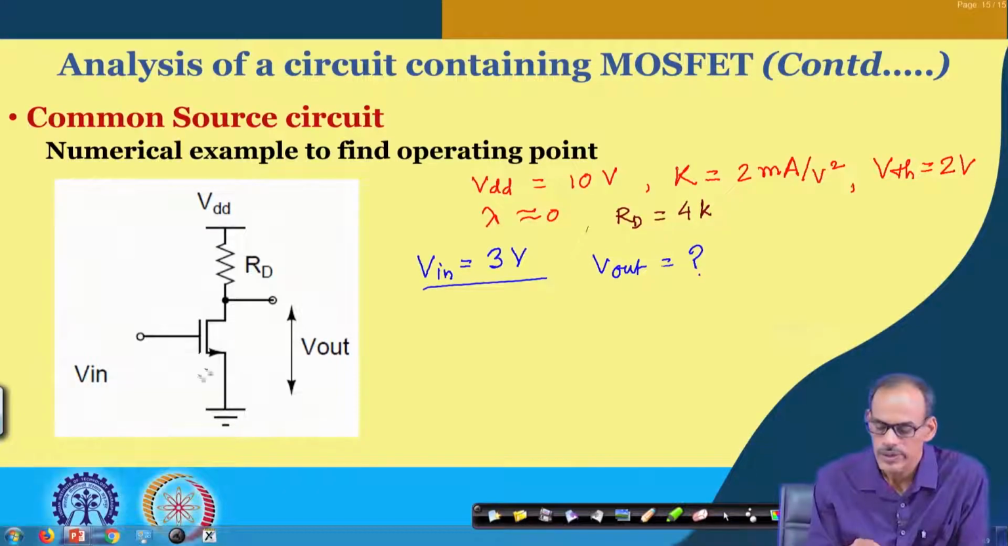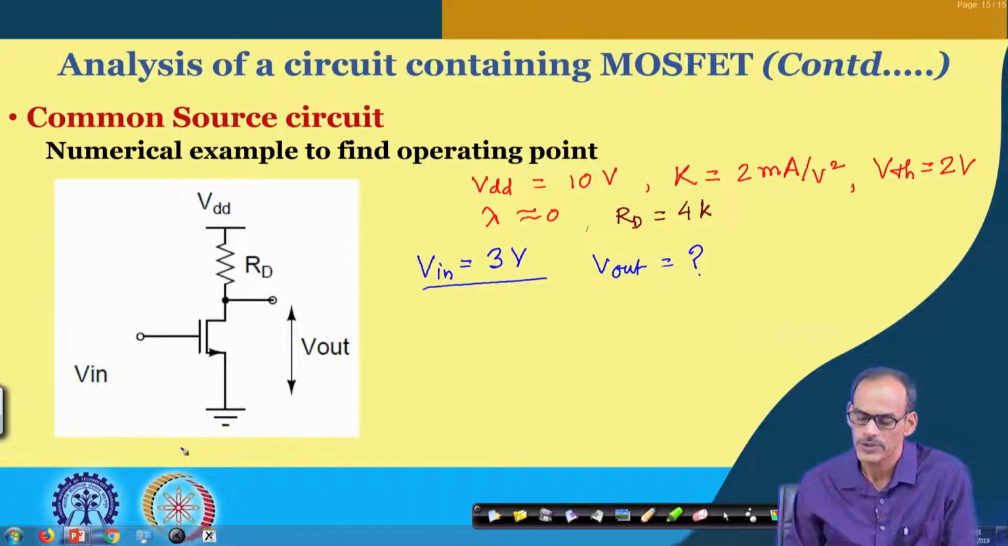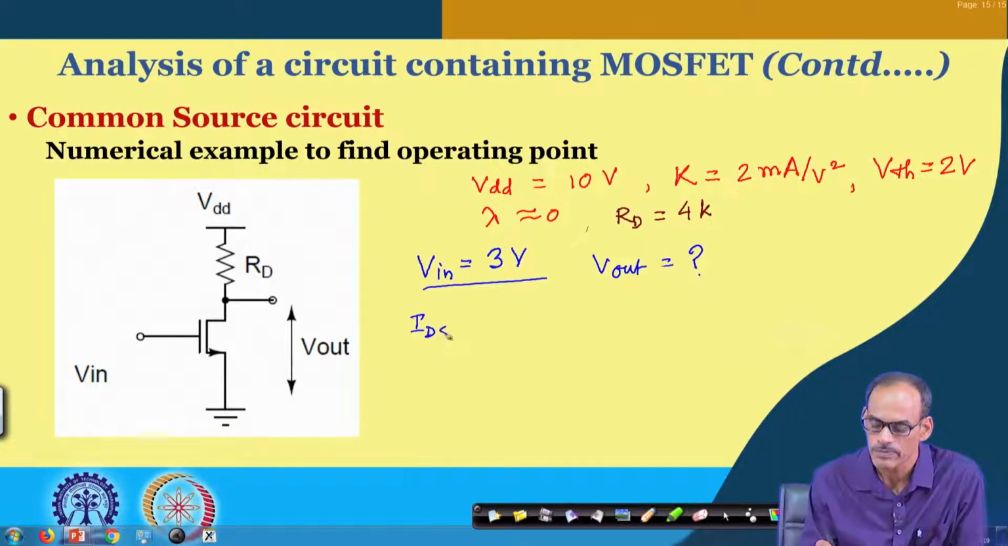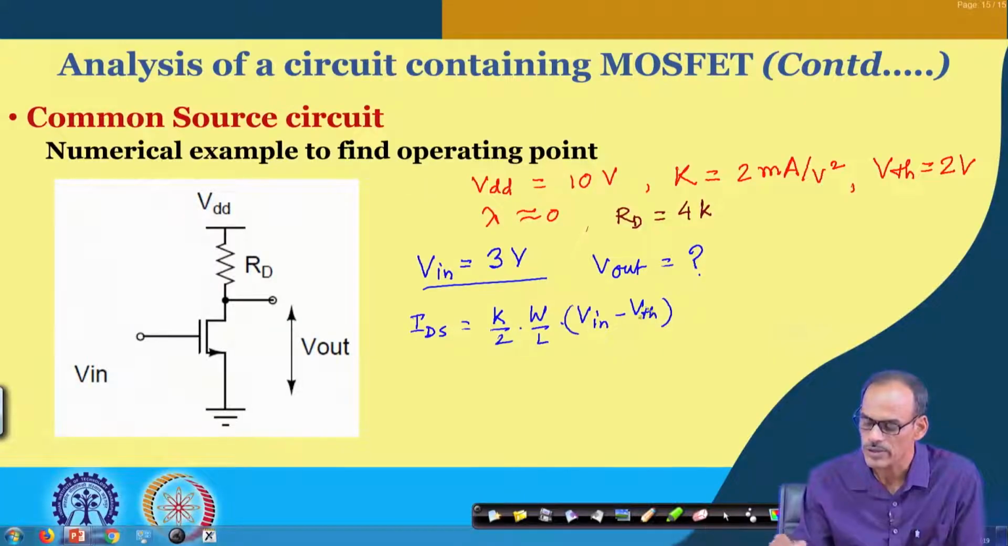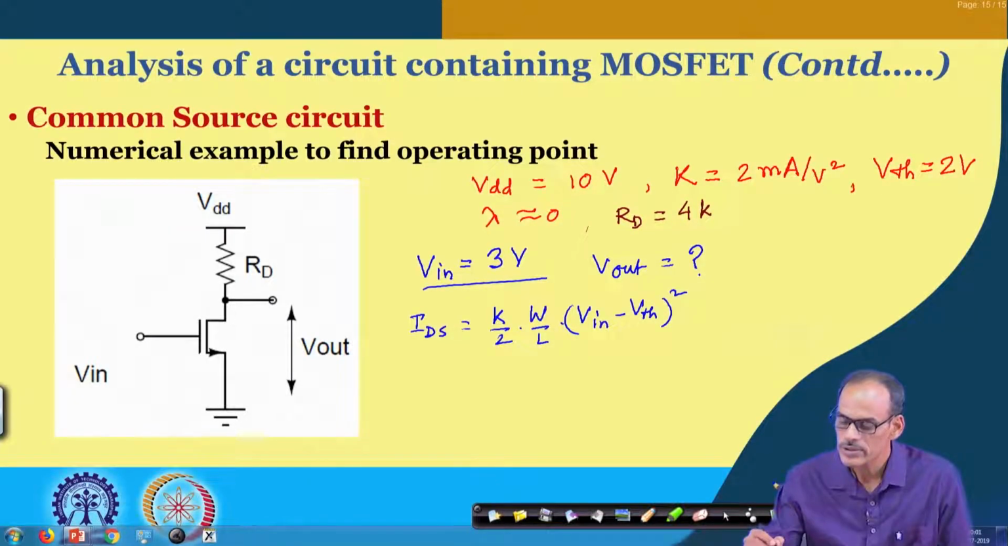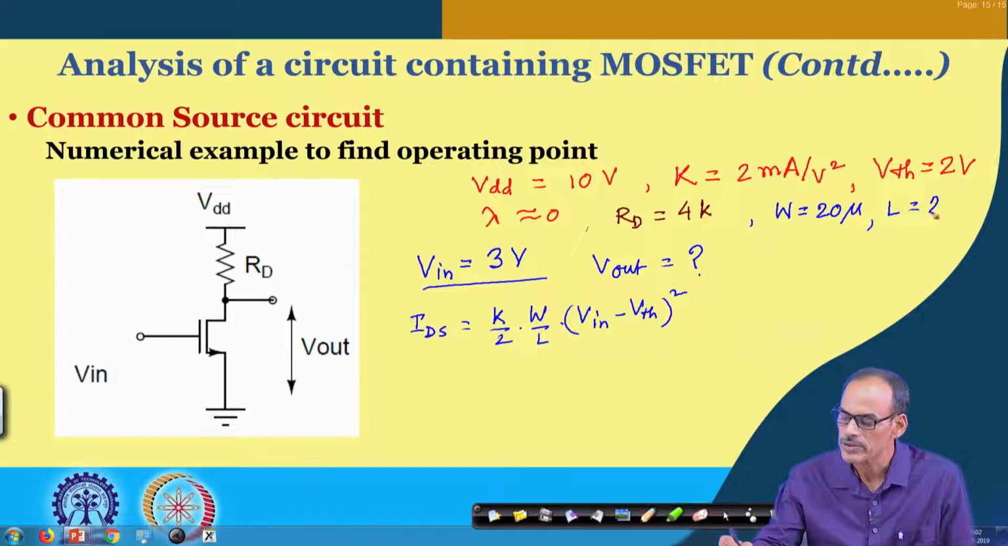To start with, we assume the device is in saturation, and later on of course we have to verify it, otherwise we have to use the triode region equation. If I assume the device is in saturation, then directly we can write IDS equals K by 2 W by L into VGS, that is actually V in minus V th, squared. I need this W by L information as well. For the time being, let us consider W to be 20 micron and L to be 2 micron.